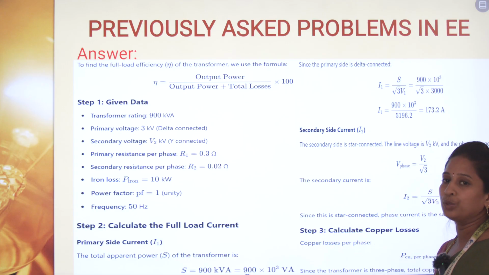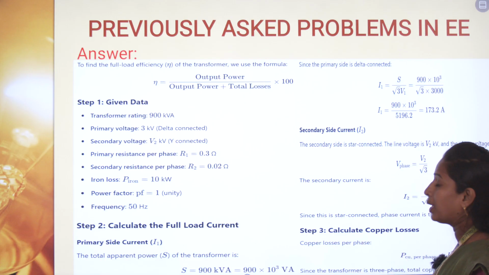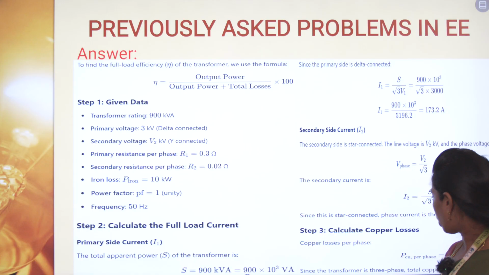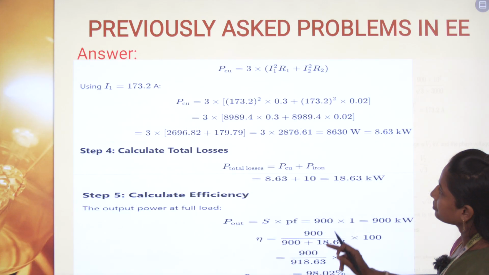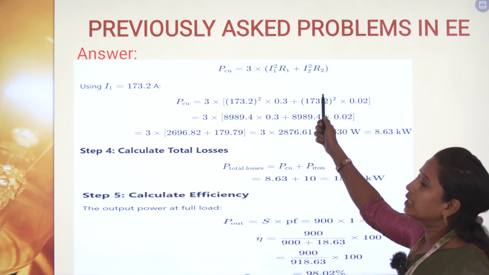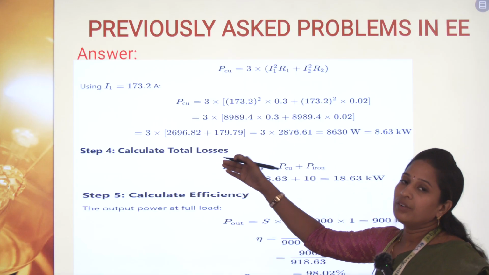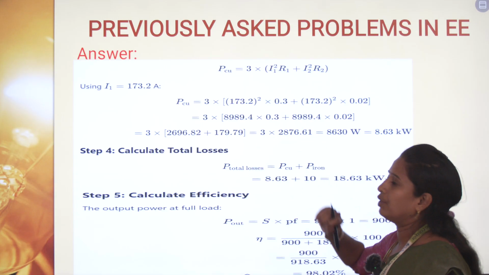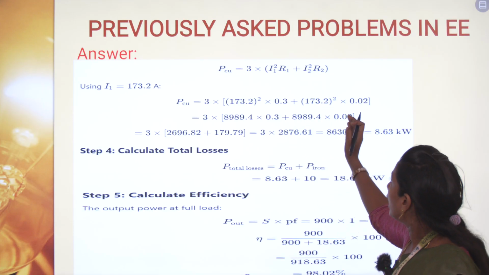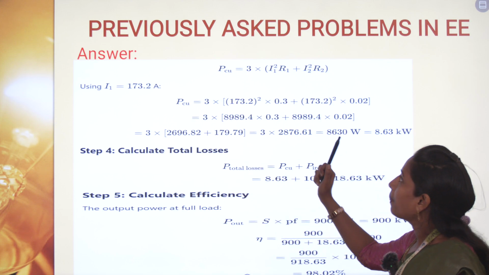Step 3, we have to calculate the copper losses. Copper losses is equal to I square R1 plus I square R2. Since the transformer is three phase, the total copper loss is calculated using the formula 3 into I1 square R1 plus I2 square R2. Then using the I1 we calculated here, we substitute in the formula, with the values of I1, R1, I2 and R2, and we will get the value for the copper losses.